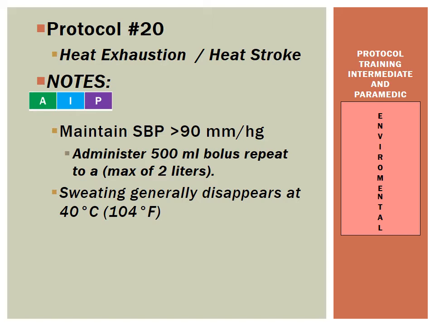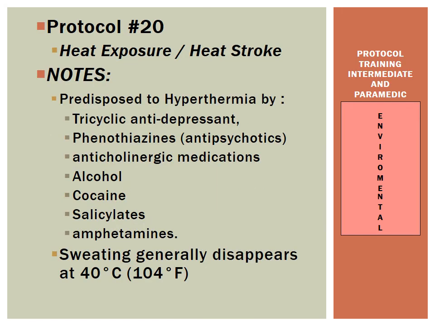Just a note that sweating generally disappears at a body temperature of 104 degrees Fahrenheit or 40 degrees Celsius. And remember, we are treating a heat emergency due to environmental extremes, so the use of antipyretics is not indicated in this protocol. Predisposed to hyperthermia are patients who take tricyclic antidepressants, patients who take antipsychotics such as phenothiazines, anticholinergic medications, and patients who abuse alcohol, cocaine, salicylates, and amphetamine. And again, sweating generally disappears at 40 degrees Celsius or 100.4 degrees Fahrenheit.